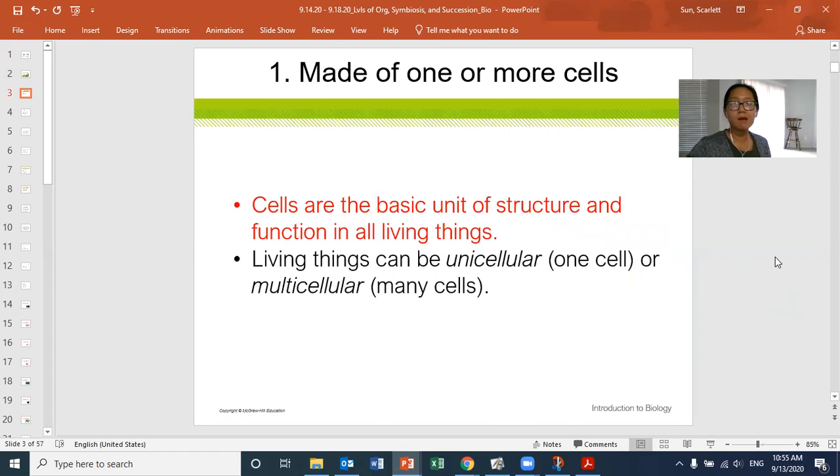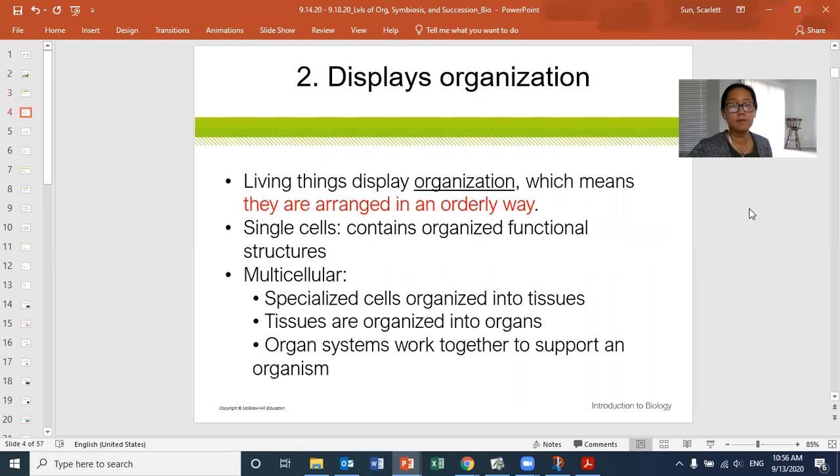All right, so these are some characteristics of living organisms. So first one is made up of one or more cells. So if you look at the red here, we're going to follow the red. Cells are the basic unit of structure and function in all living things. So for example, you're made of cells. Bacteria are made of one cell, right? Trees are made of cells. Fish are made of cells. They all have cells, therefore they are living.